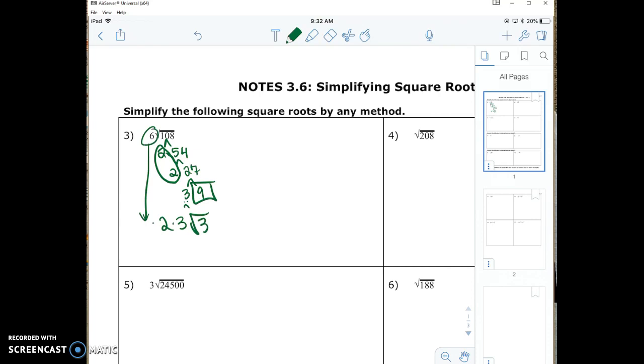Don't forget to carry down the 6 that was in front. 6 times 2 times 3 is 36. Square root 3.